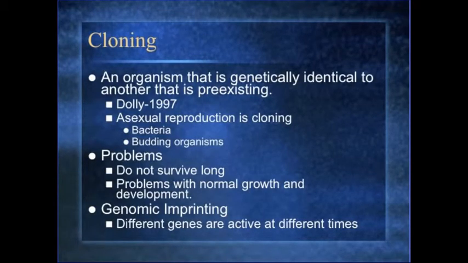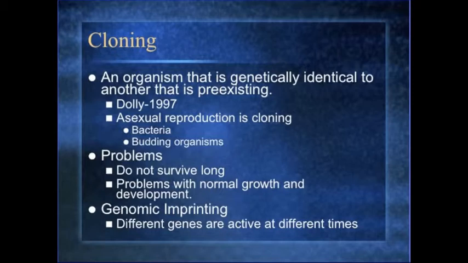Lastly, I want to talk about cloning. This is when an organism that is genetically identical to another that is pre-existing is made. The first clone was Dolly in 1997. Asexual reproduction is a form of cloning, but when we talk about cloning in biotechnology, we're talking about scientists doing cloning. But bacteria do asexual reproduction, okay? An organism that is genetically identical to the parent is made. Budding organisms also do asexual reproduction, and that is a form of cloning.